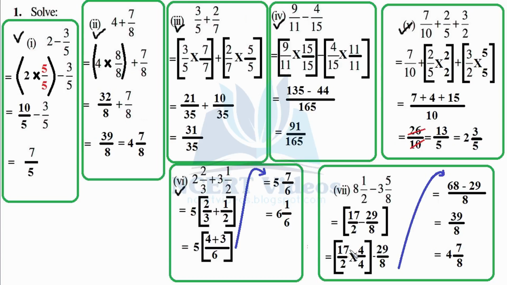So 17 4s are 68 minus 29. This was 8 and this was 8, therefore taken as common. Now when you subtract this, it turns out to be 39. Since it is improper, we have to make it proper. 8 4s are 32 and 39 minus 32 is 7. So therefore 4 and 7 by 8. So this was your first question.